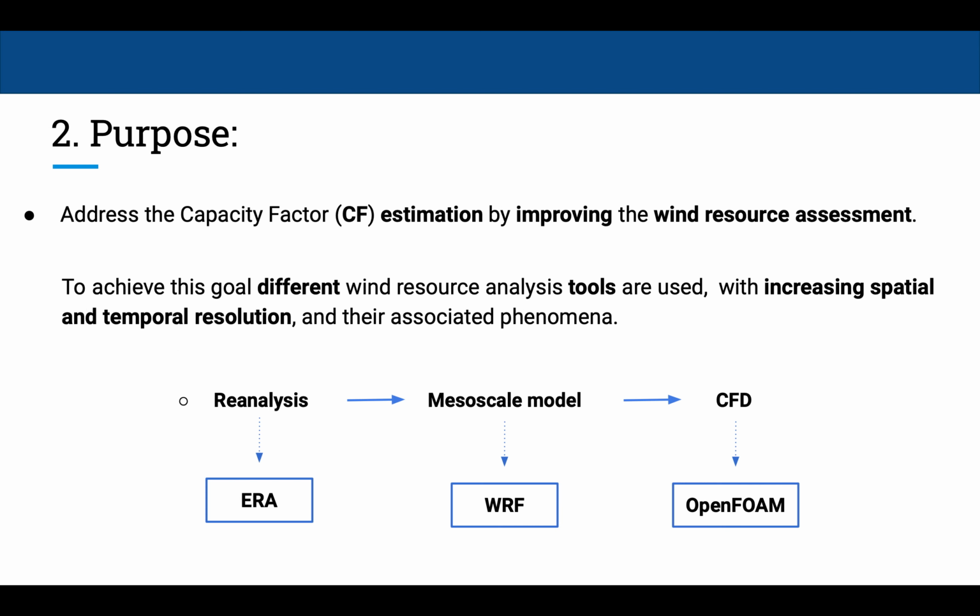So our purpose in this work is to address the capacity factor estimation by improving the wind resource assessment. To achieve this goal, different wind resource analysis tools are used, with increasing spatial and temporal resolution and their associated phenomena. We are going to go from the most simple tools, like the ERA reanalysis database. Then we are going to do a dynamical downscaling with the mesoscale model WRF. And then we are going to introduce the wind turbines in a CFD model. We are going to use the OpenFOAM model for that, to estimate the power production of this wind farm.